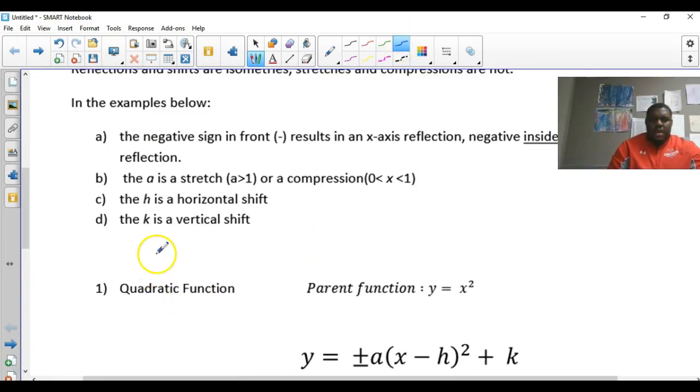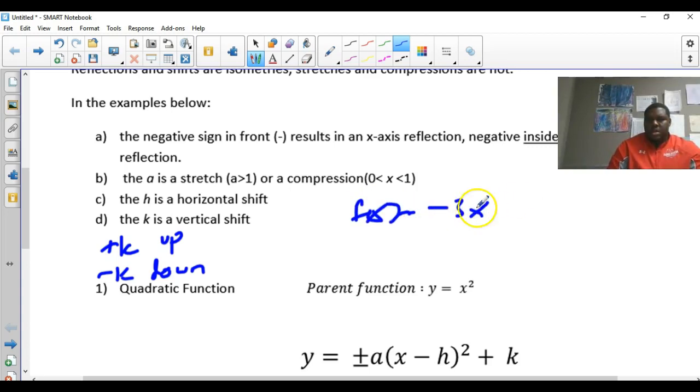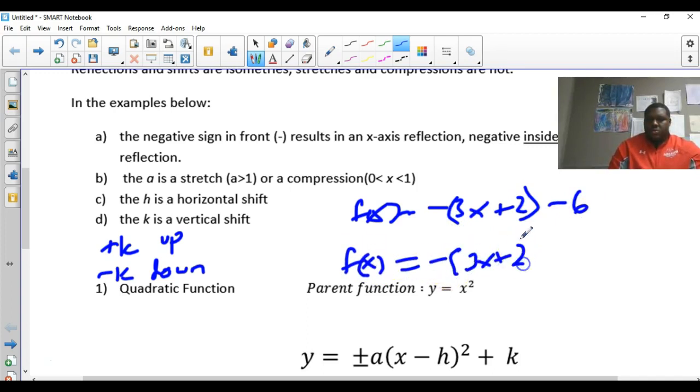All right, next we have k. Plus k means go up, minus k means go down. So let's say you had f of x equals negative 3x plus 2 minus 6, and you had f of x equals negative 3x plus 2 plus 6. This k value here means down 6.